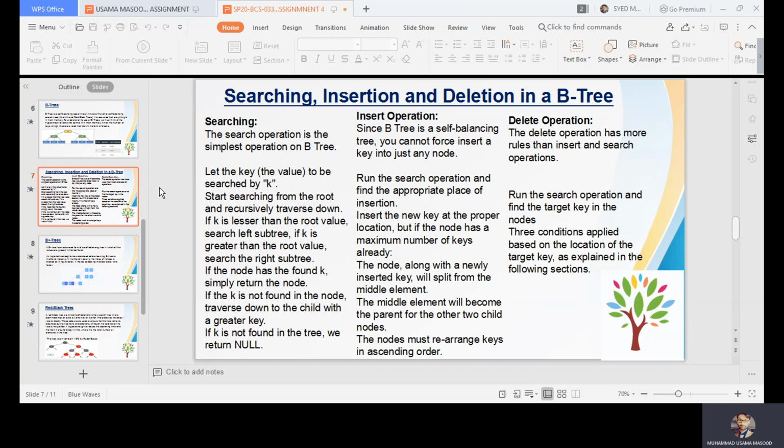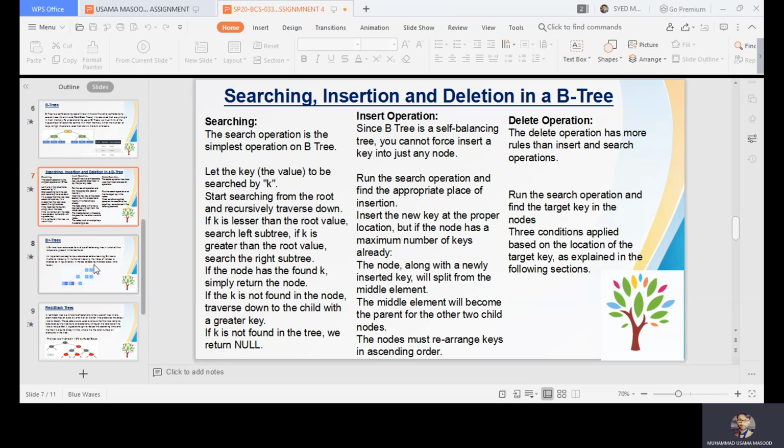So for this purpose, run the search operation and find the target key in the node. And this is an important step. And the three conditions are applied based on the location of the target key, as explained in the following sections of the insert operation and the searching operations. So this was all about the searching, insertion, and deletion in B-trees.